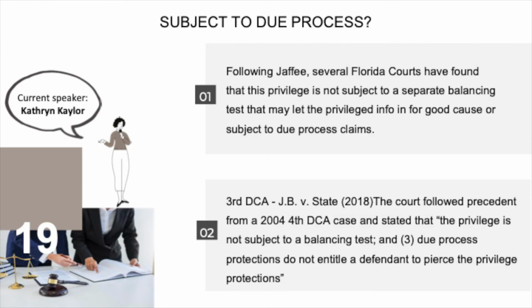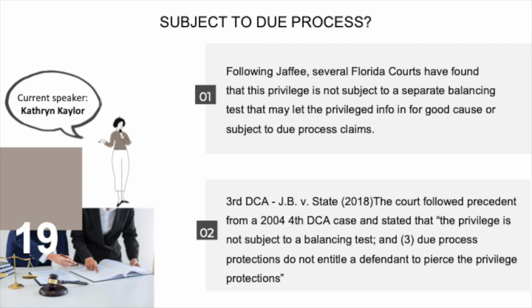Are these claims subject to due process? Or is this privilege subject to due process? Following Jaffe, several courts have found that this privilege is not subject to a separate balancing test that may let privilege in if a court finds there is a good enough reason, or subject to due process claims. Earlier Florida decisions found that it was subject to due process. However, the Fourth DCA overturned its prior decision to allow due process to waive privilege. Accordingly, J.B. v. State followed that decision and stated that the privilege is not subject to a balancing test and that the due process protections do not entitle a defendant to pierce the privilege protections.